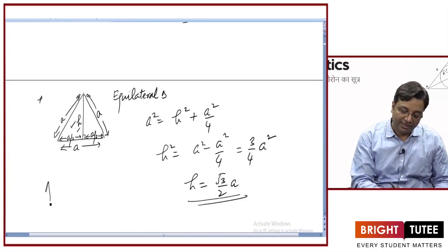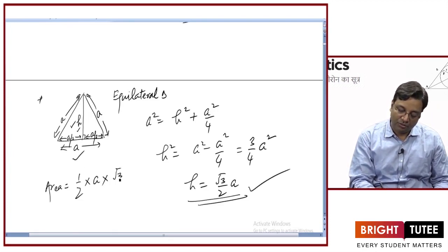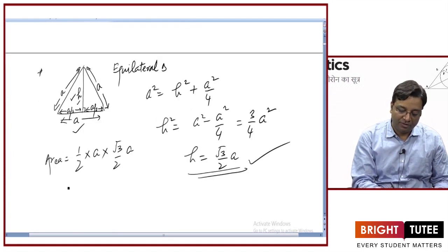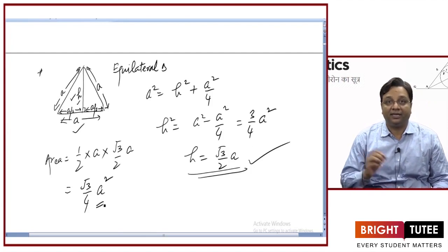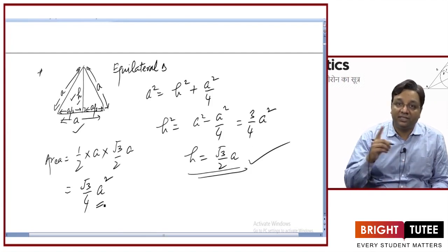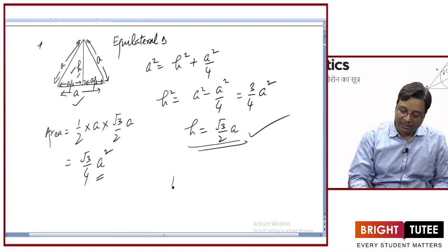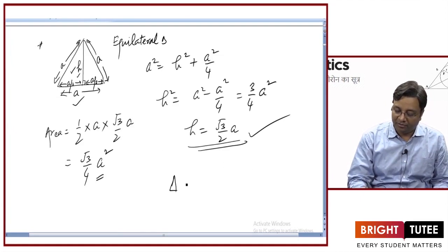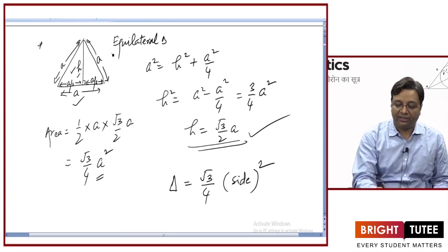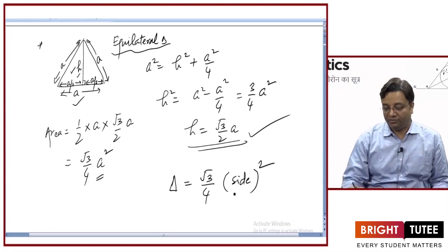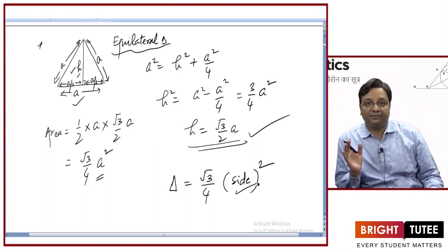Okay. Now area of this equilateral triangle is half into base a into height, root 3 by 2 a, which makes it root 3 by 4 a square. So we can directly find the area of equilateral triangle if the side is given. What will be the area? Area will be, if I denote it by this symbol, it will be equal to root 3 by 4 side square in case of equilateral triangles.